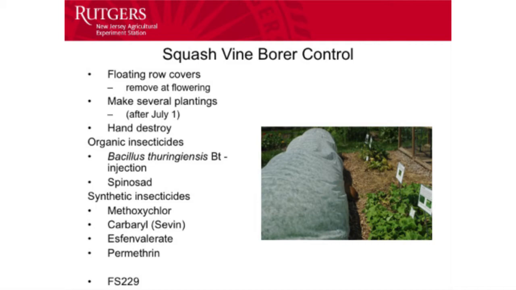So since it's the larva, it's a caterpillar, some gardeners actually inject the stem. They have a syringe and use Bacillus thuringiensis and inject it so that the squash vine borer comes in contact.